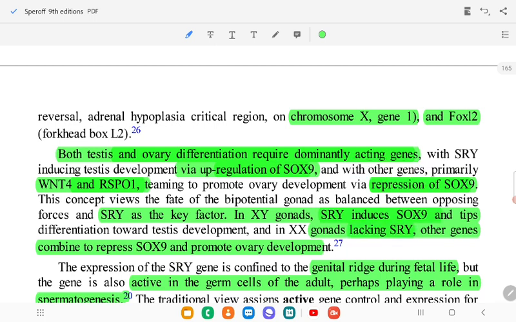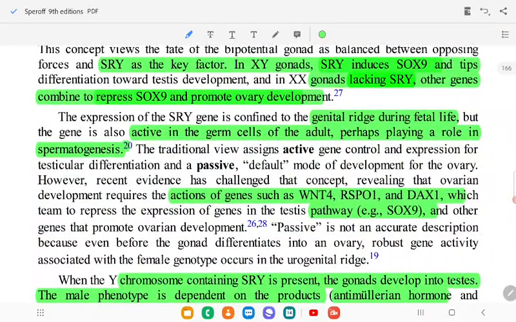In the female sex chromosome, which lacks the SRY gene, other genes combine to drive ovarian development. The expression of the SRY gene is confined to the genital ridges during fetal life, but the gene is also active in the germ cells of the adult, perhaps playing a role in spermatogenesis. So the SRY gene also has a role in spermatogenesis in the adult, though it is usually present in the genital ridges in fetal life.